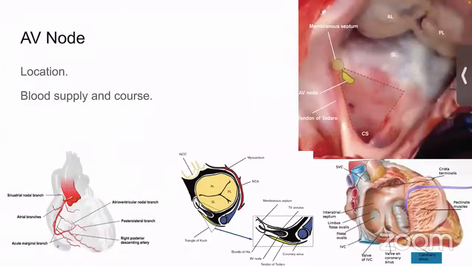And then the AV node is located within the triangle of Koch. The boundaries are the tendon of Todaro, the hinge of the septal leaflet of the tricuspid valve, and the superior margin of the coronary sinus. The branch of the AV nodal artery comes from the RCA in 85 to 90% of patients, and from the left circumflex in 10 to 15% of patients.